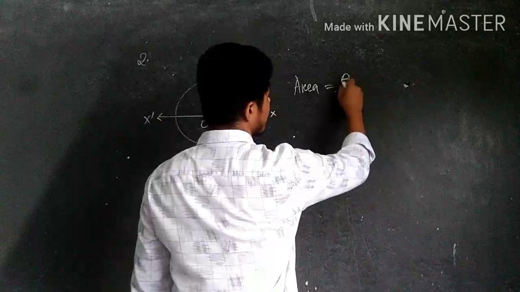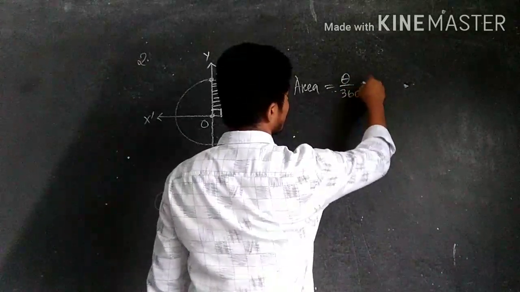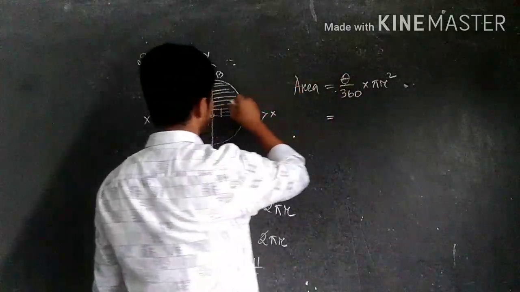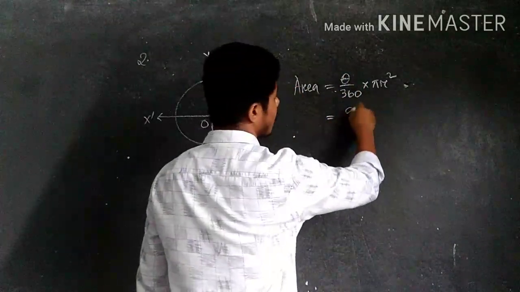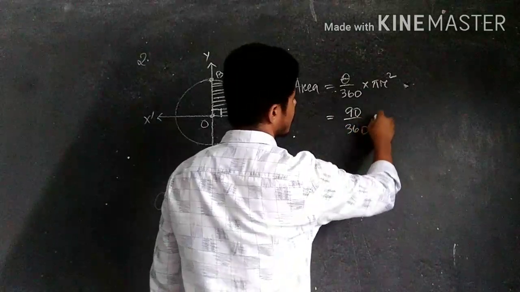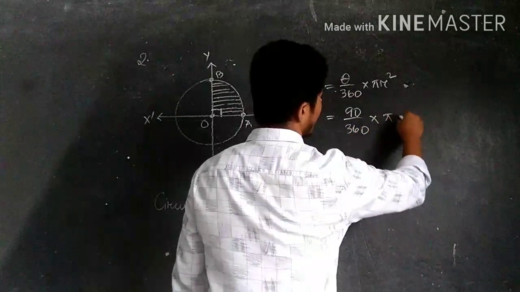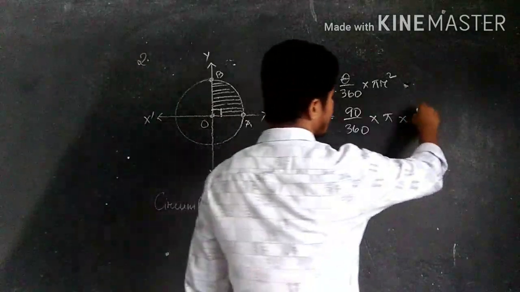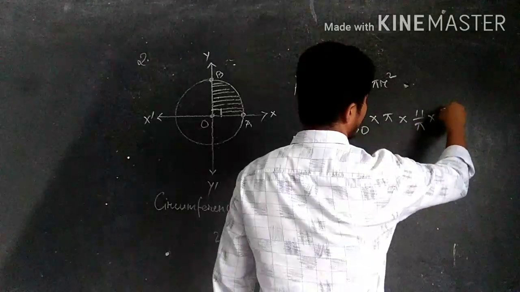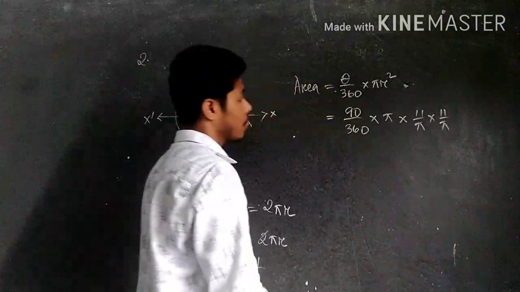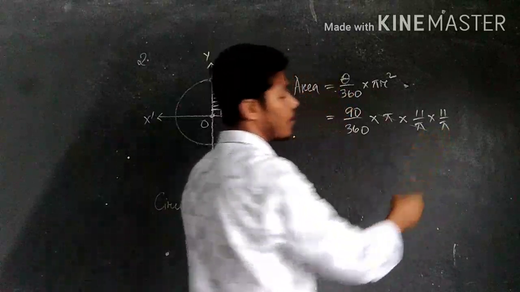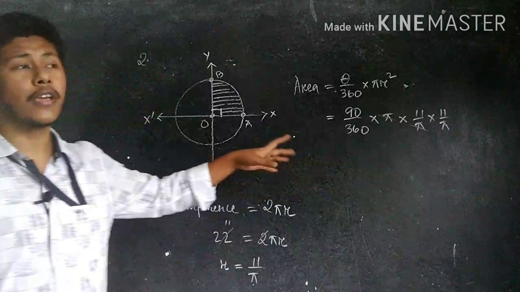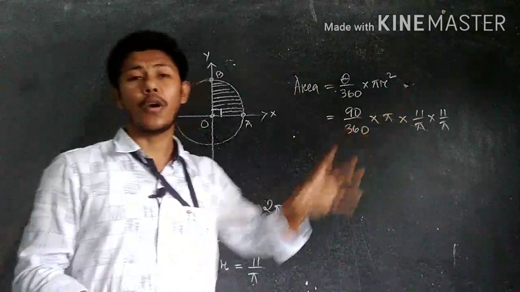So if we write theta by 360 into pi r square, theta is how much? 90. So that's why we have to write 90 by 360 into pi r square. R means what? Already we found that r is 11 by pi. So we have to write 11 by pi into 11 by pi, is not it? One pi we can cancel, and for the next pi you have to put the value 22 by 7 here, and if you calculate, then from here easily we can find out the area of this quadrant part.